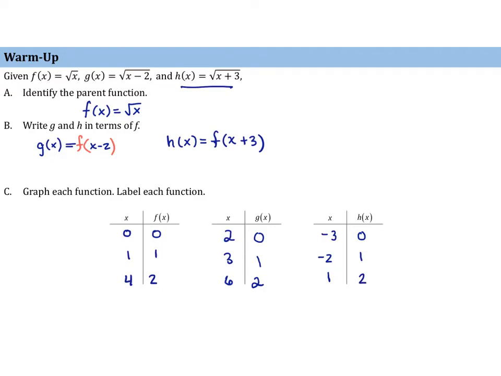So what we're going to do now is take these points and graph them. So we'll graph f, which should be a familiar function to us because it's our parent function, the square root function. And then we'll plot the corresponding points for g and for h.